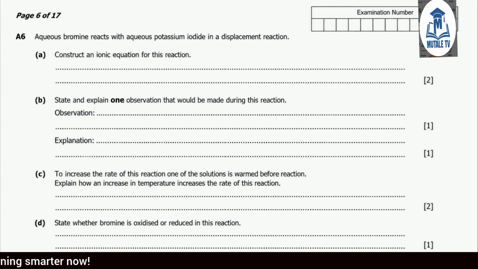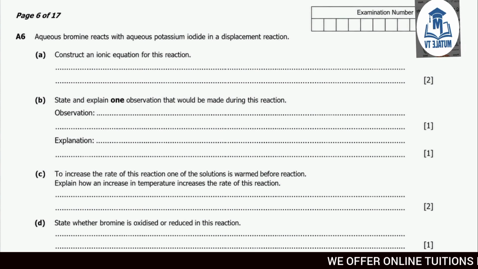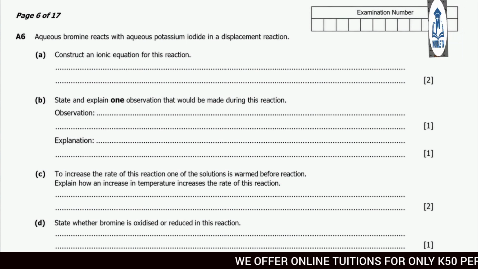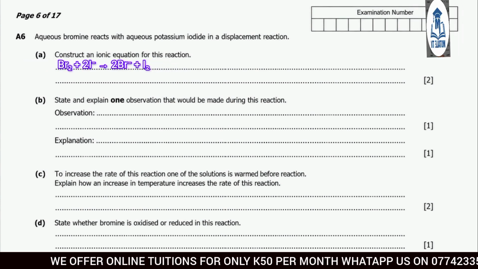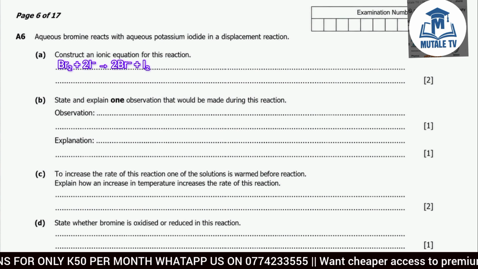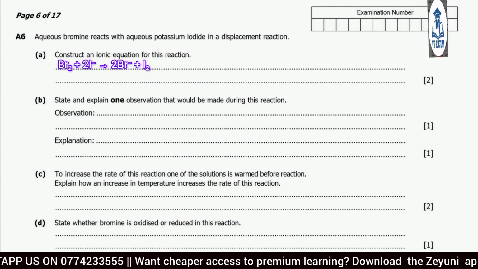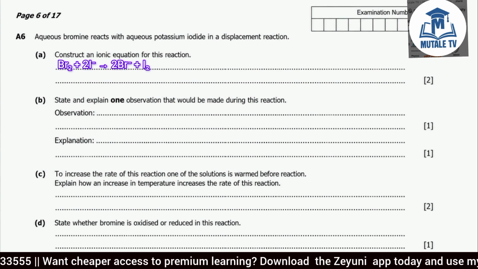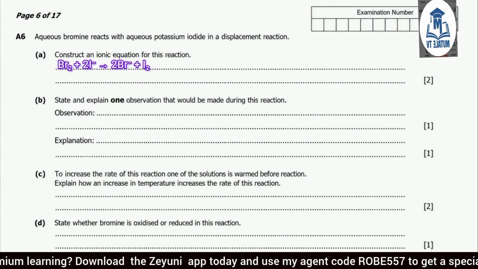Step 1. Write the reacting particles. Bromine exists as Br2, iodide ions from potassium iodide are I-. So we begin with Br2 plus I-. Step 2. Write the products. Bromine gains electrons and forms bromide ions, Br-. Iodide loses electrons and forms iodine, I2. So products are Br- plus I2.